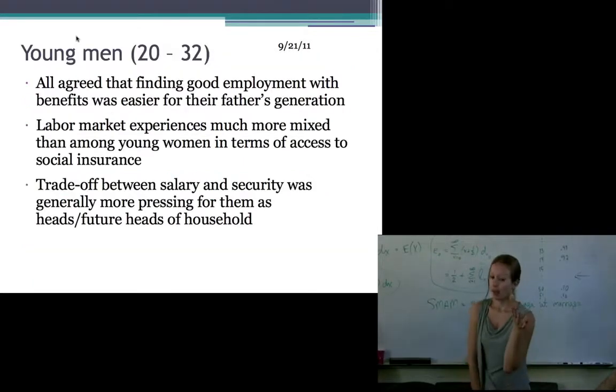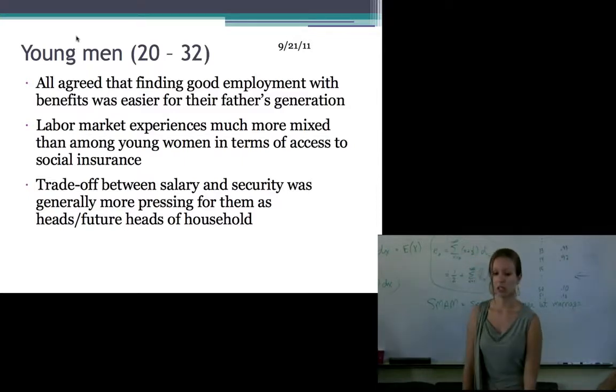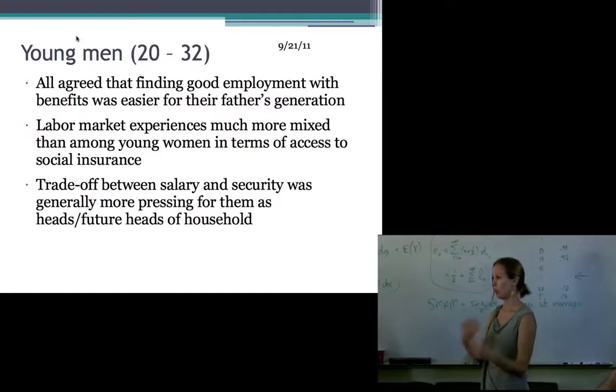So you get to the young men, who all completely agreed with their father's generation that they have it really bad and they can't get good jobs. And actually, I think a lot of them face much more pressure than young women because they're expected to survive for their families. So they were all in the labor market to some extent. Some of them were currently unemployed but had informal employment. And there's a lot of mobility among this group.